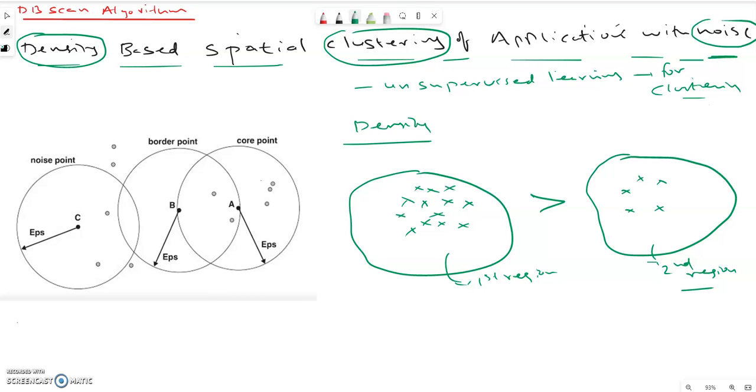Now, to understand the DBScan algorithm clearly, we need to know some important parameters. The first one is epsilon, and the second one is min samples, or min points, minimum points, whatever. Now let us understand what actually epsilon is. Epsilon is a measure of neighborhood.